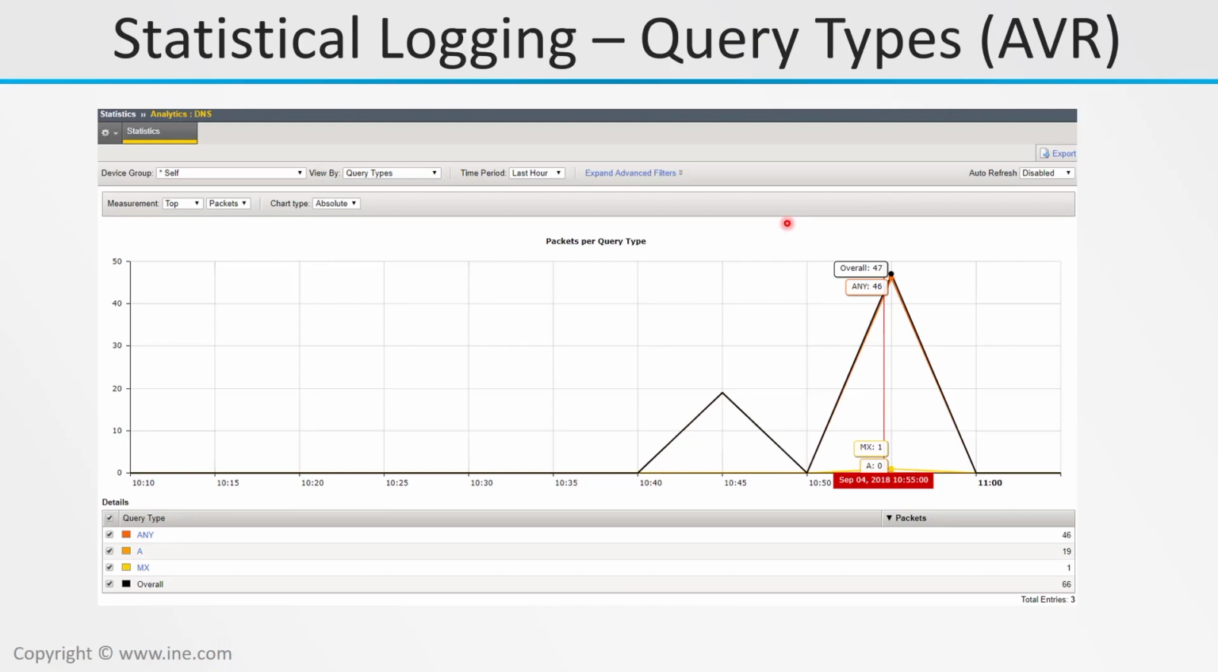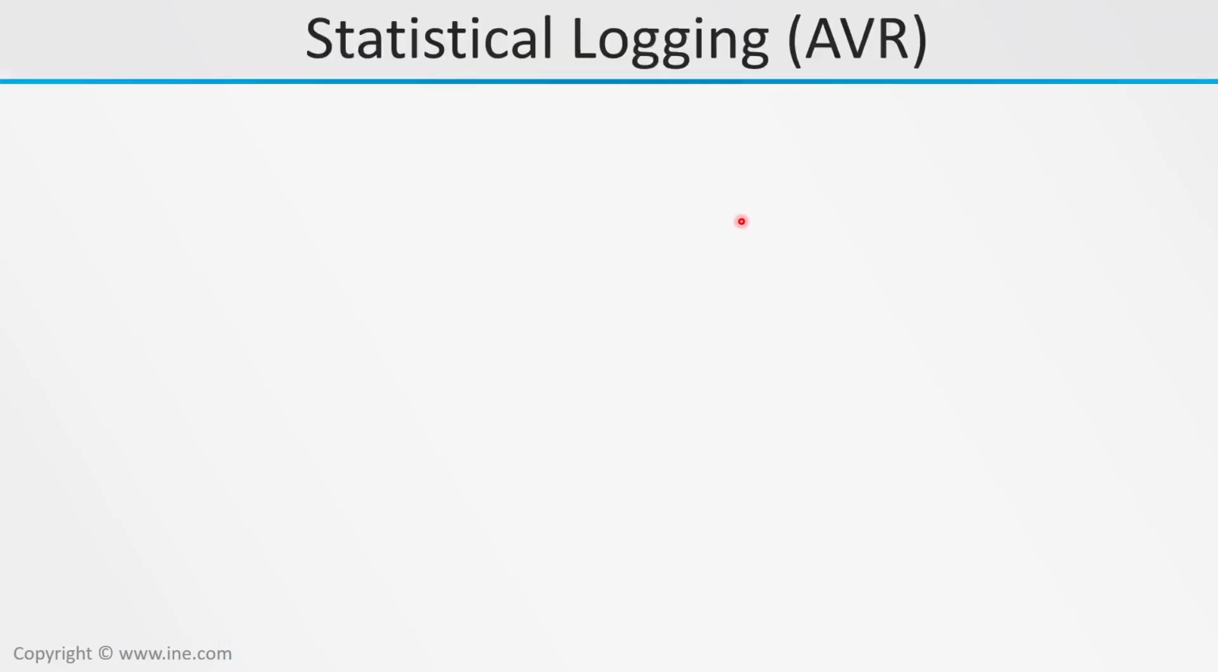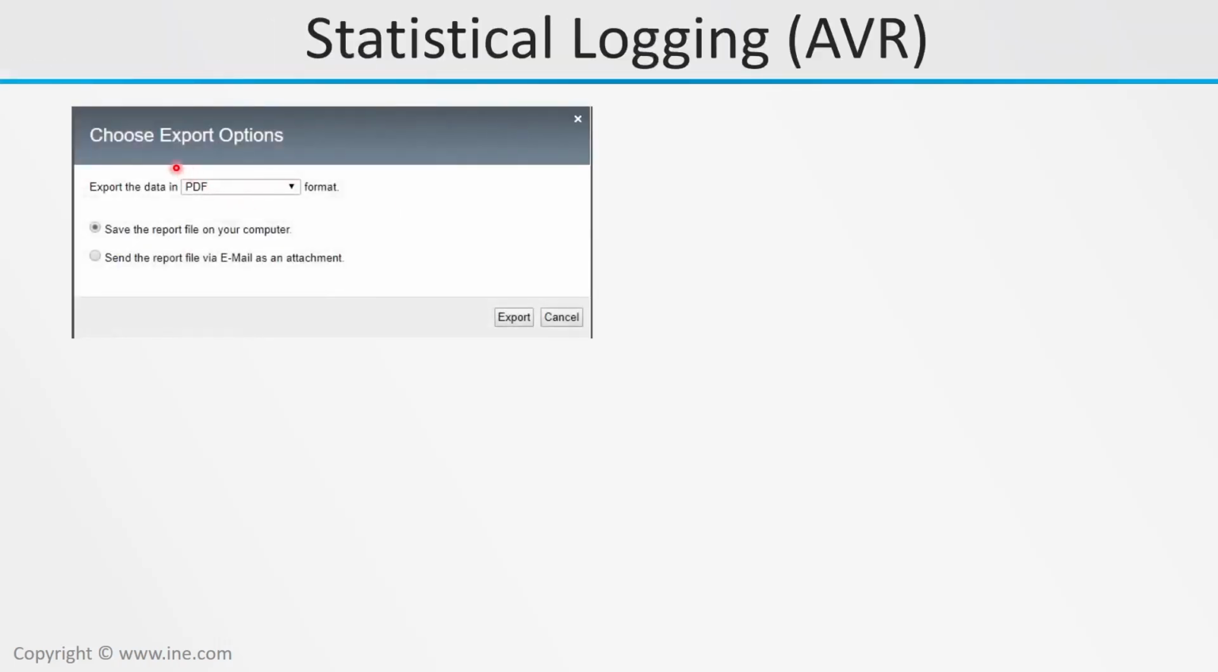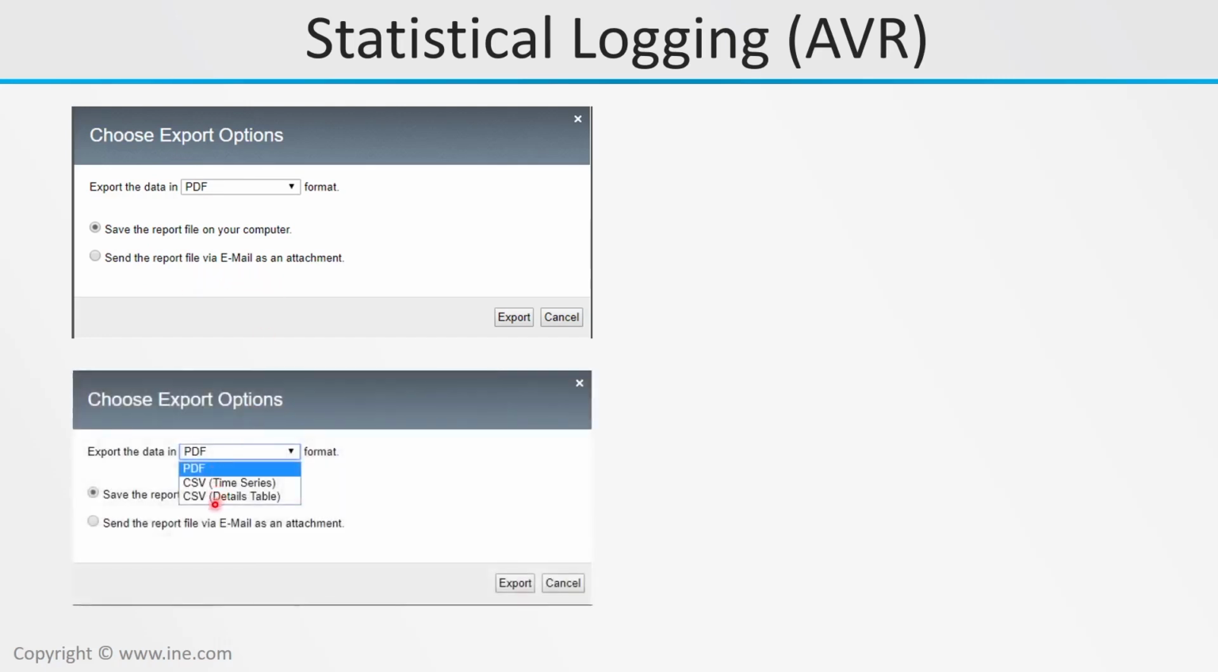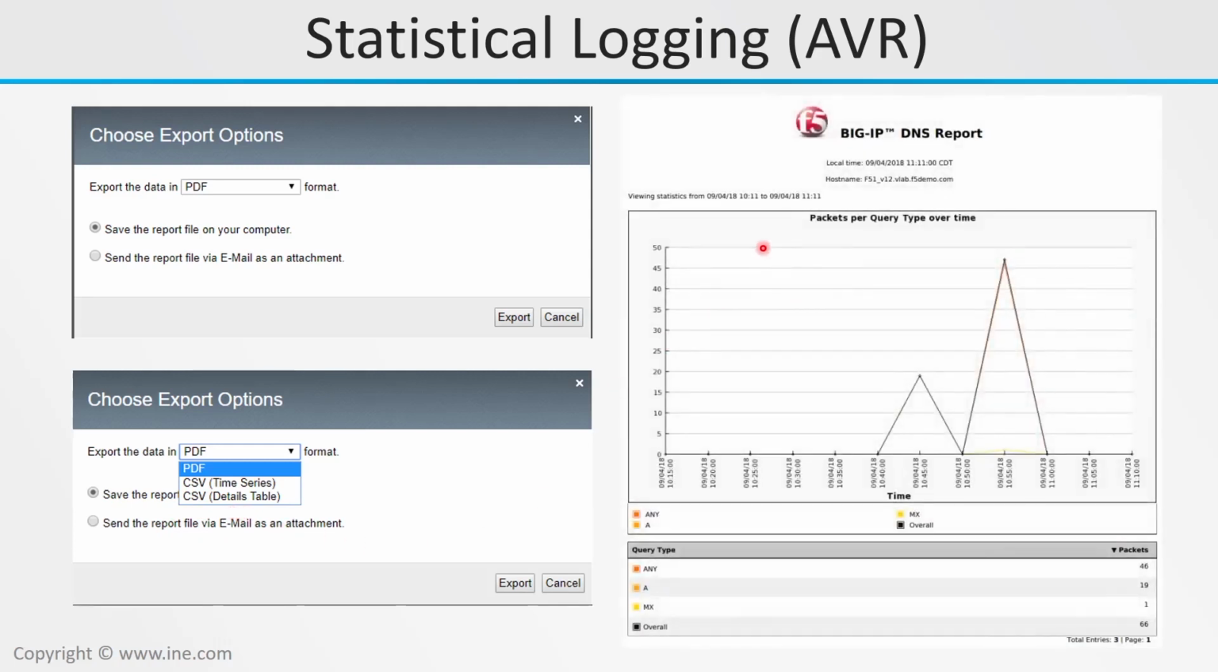Okay, and say we liked this specific graph and wanted to send it off to our engineering team or the rest of our infrastructure team, we can create a report of this AVR graph by going to the export options, PDF, choose it to save that report locally or send that file via email as an attachment. Also, in addition to PDF, we can do a CSV, time series and details table. And then this is what it will look like.